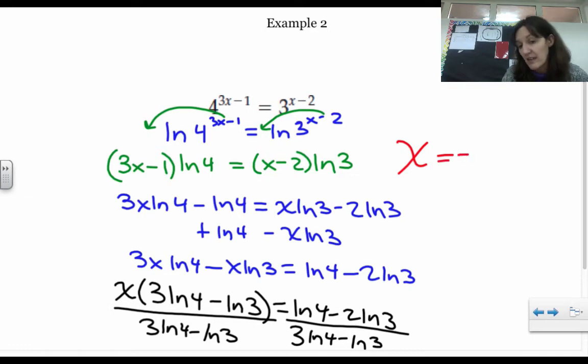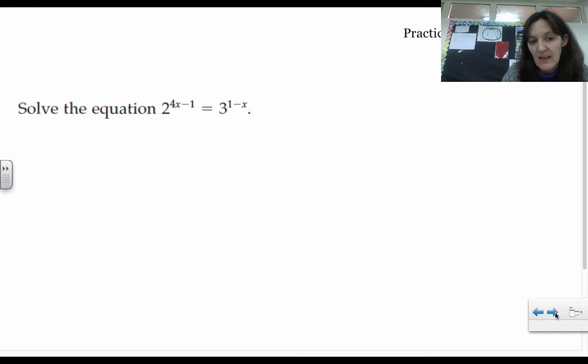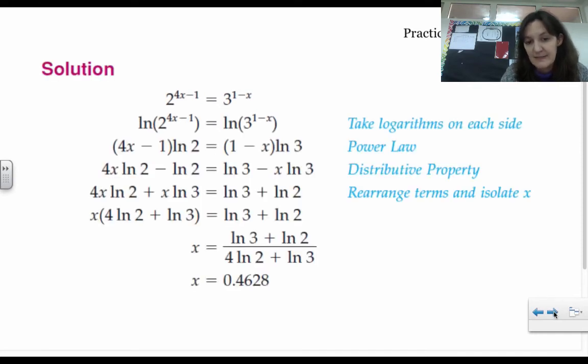When I put it in my calculator, I got negative 0.2538. That's going to be approximate. You may have something similar. It's okay if it's off just a little bit. A lot of work just to solve for that x. Anytime you have x's in the exponent, there's work involved, unless they're easy bases. So now you're going to try one of these all by yourself. Here's your practice problem. Go ahead and solve that the same way we just did it. Follow the exact same steps.